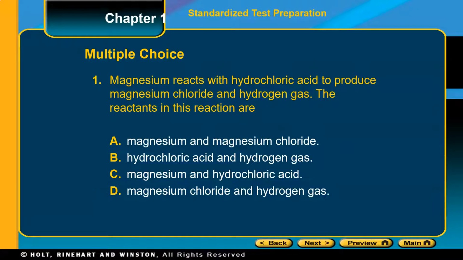So let's see if you can figure it out. If magnesium reacts with hydrochloric acid to produce magnesium chloride and hydrogen, what are the reactants?